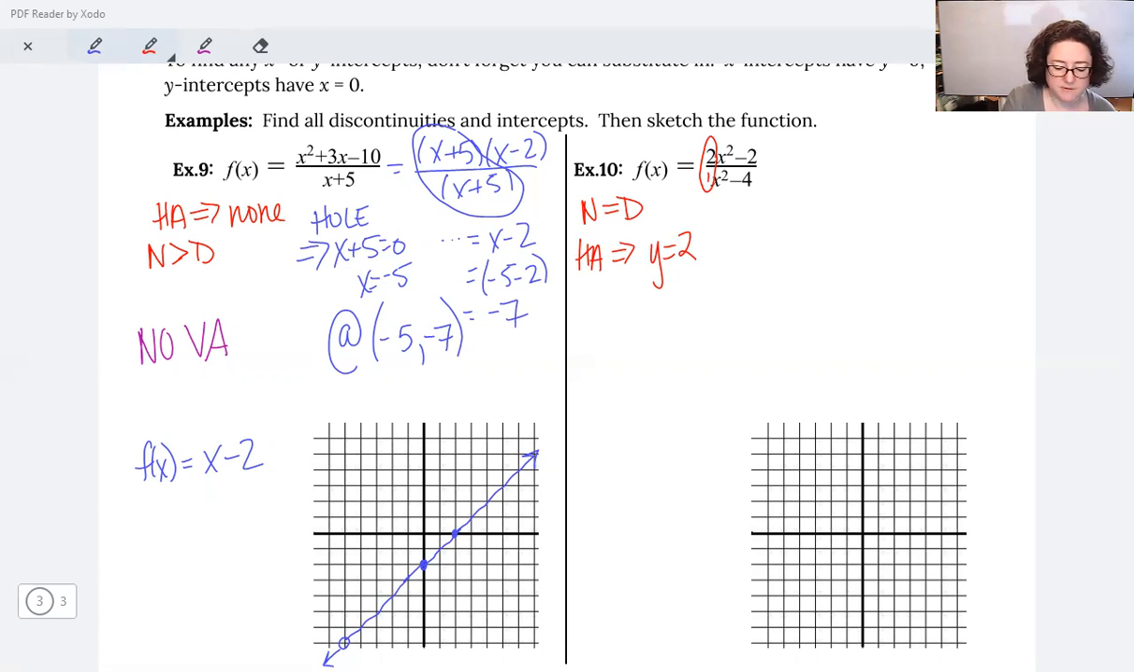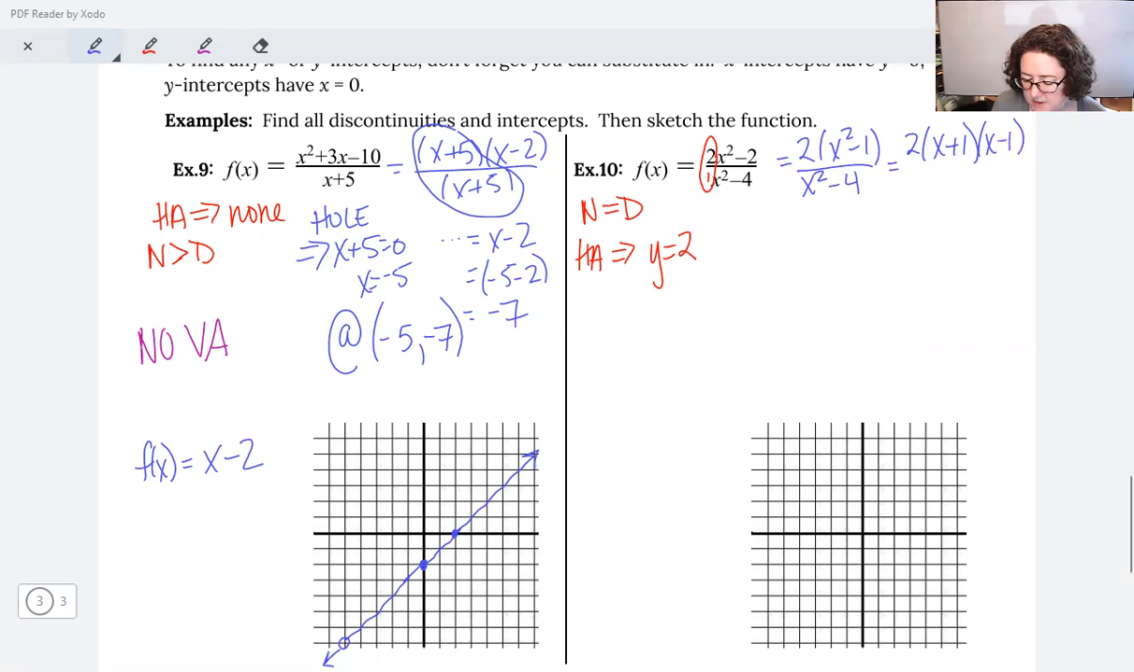Now let's factor to look for holes. Okay. We can factor a 2 out of the numerator, leaves us with an x squared minus 1. Wait a second, that's also a difference of squares. And I'm noticing I have a difference of squares in the denominator, so let's just factor both of those. That will leave us with an x plus 1 and an x minus 1 in the numerator, in the denominator an x plus 2 and an x minus 2. So actually, do we have any common factors? Nope. So there's going to be no hole in this graph, but it will have asymptotes.